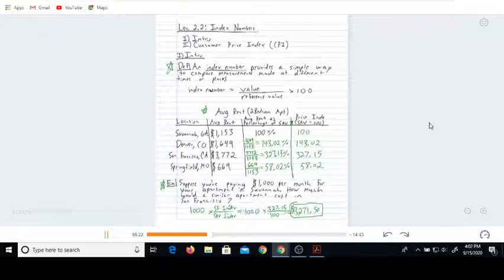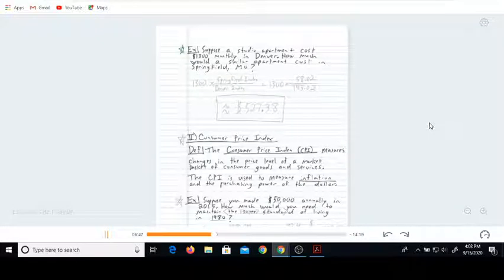So these indices are used in real estate quite frequently, and it allows you to do just a quick little computation for converting. And here we're doing it for entire cities, but if you actually get into the nitty gritty of this, different neighborhoods will actually have different index values. I'm sure you guys are all aware of that. Some neighborhoods are actually more expensive to live in than others. So let's look at this example.